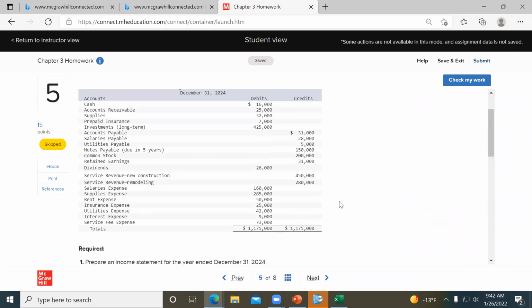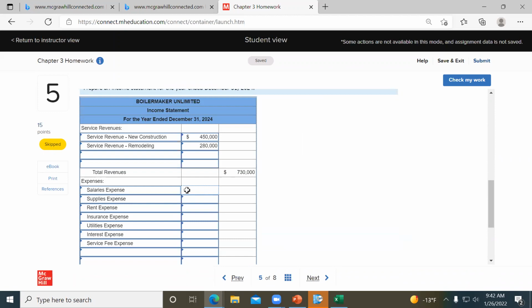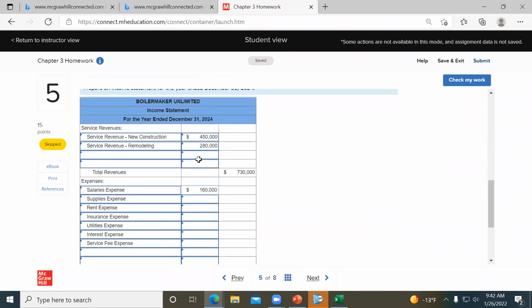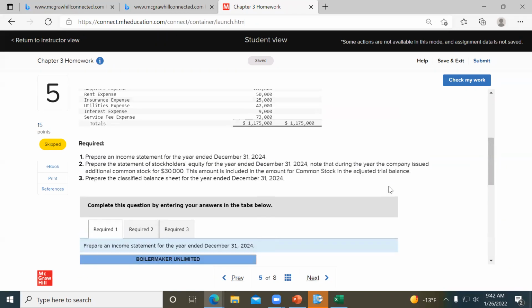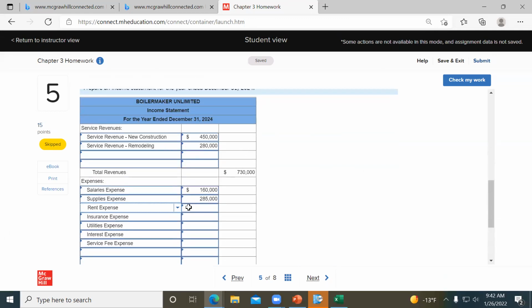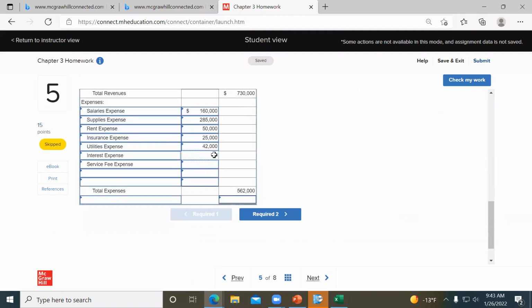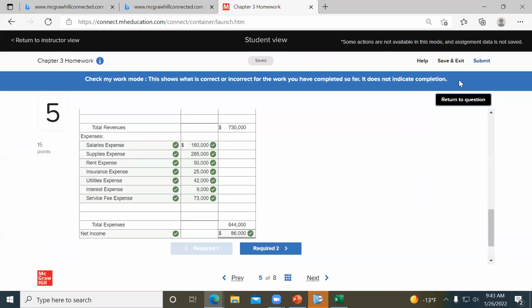Okay, salaries are 160, 285, 50, 25. 160, right? Supplies expense, 285. Rent, 50, 25, 42. So what would our net income be here, guys? I'm sorry? 86,000. Okay. That's the first step.